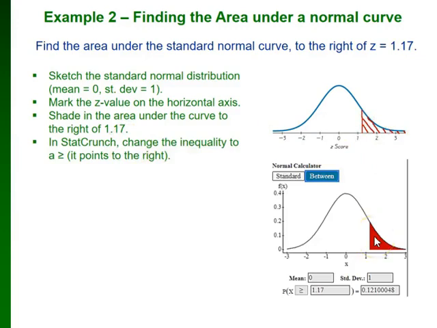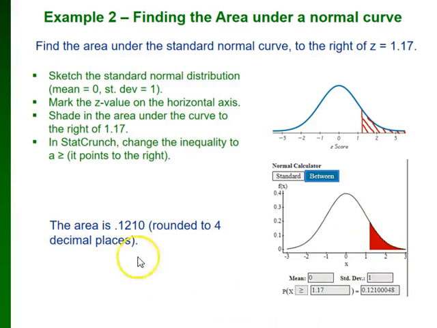Here's what this should come out looking like in StatCrunch. Notice we have the inequality changed so it points to the right. We have our z value in there. I already clicked on compute for this, so it's already giving us the area that's in this shaded region. That area is going to be 0.1210 if we round it to 4 decimal places.